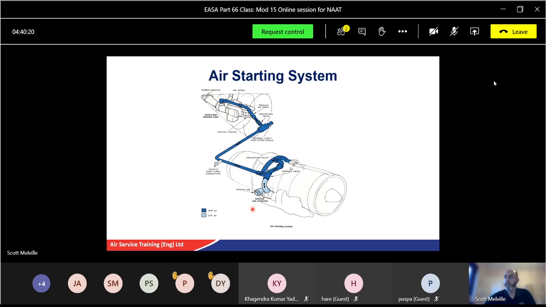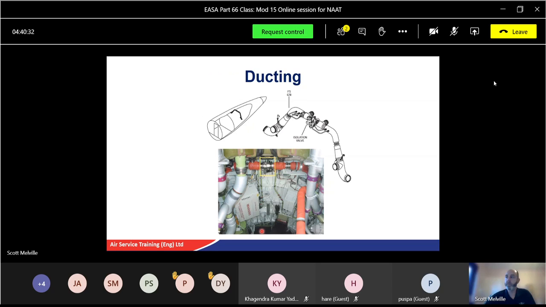Again, you can use a ground supply. So again, it could be a connection to another engine, and you can have a connection with an exhaust as well as there, or you can have a connection from the ground supply if required. If you've got an APU, you don't always have to start using the APU.